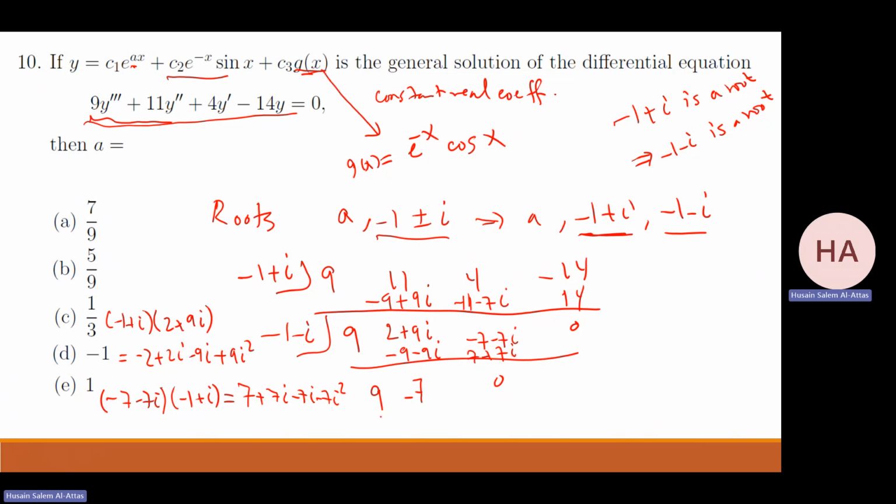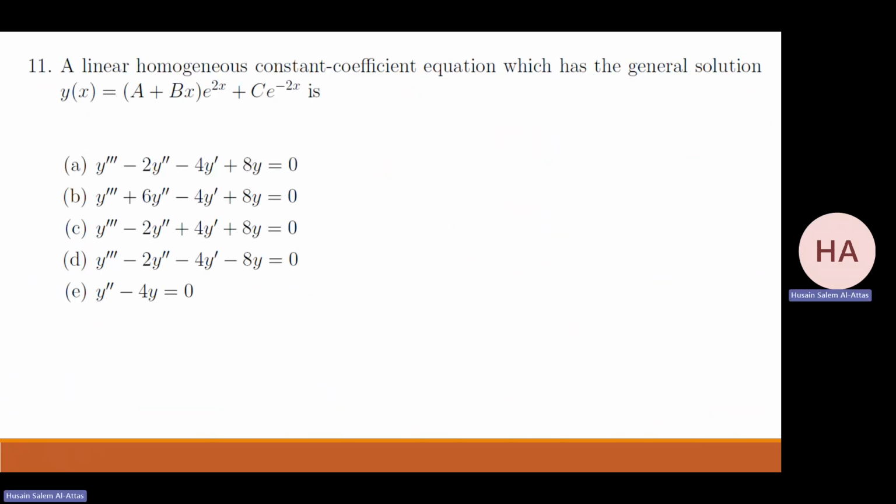So the new equation will be 9r minus 7 equals 0. So r will be what? 7/9. So my a will be 7/9. And that's the answer. I wish it's clear. This is the general solution. We have now the general solution, and he wants the differential equation.